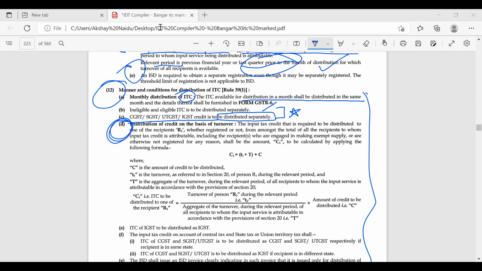Now, what is E? ITC of IGST, is it something that we already know? IGST will be distributed as IGST, CGST distributed as CGST only. You cannot change the category. आ रहा है समझ में? It's just for reading.